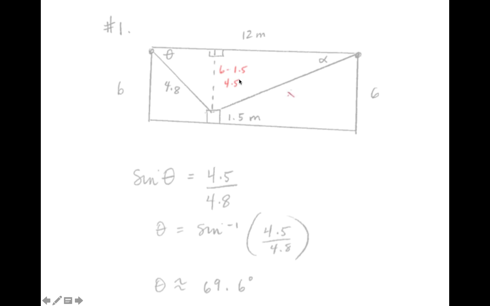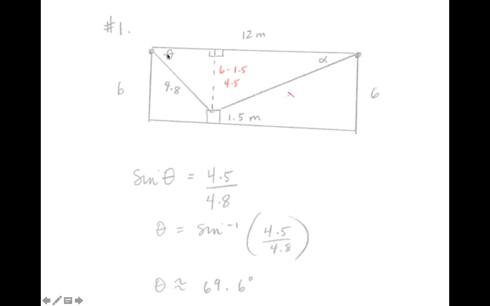So now we need a diagram. Here's my display case. Here's my walls of 6 where my security cameras are located. I have them going downwards. This distance from here to here is 4.8. Since they're 6 high, I know that this part of the triangle would be 4.5. So I believe what I worked on first was to try and find angle theta. And I know that sine is opposite over hypotenuse, so that 4.5 over 4.8 gave me an angle of 69.6.